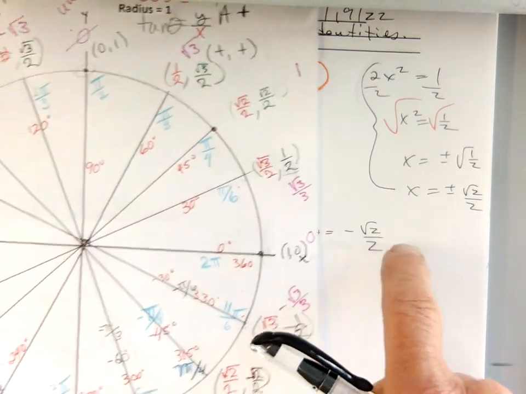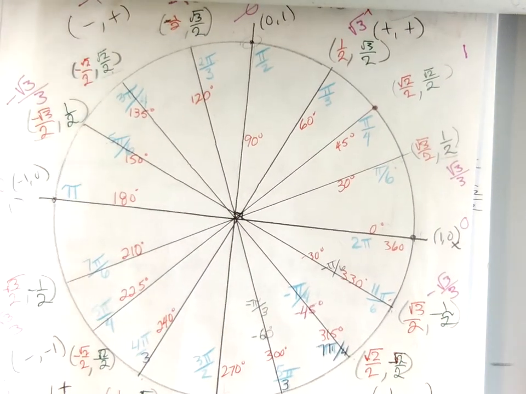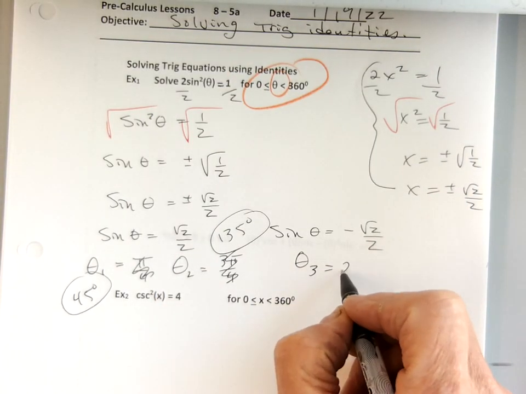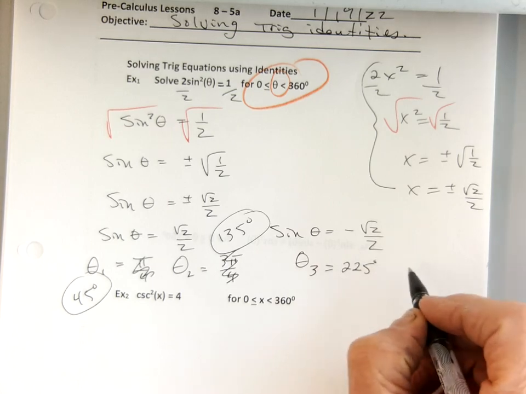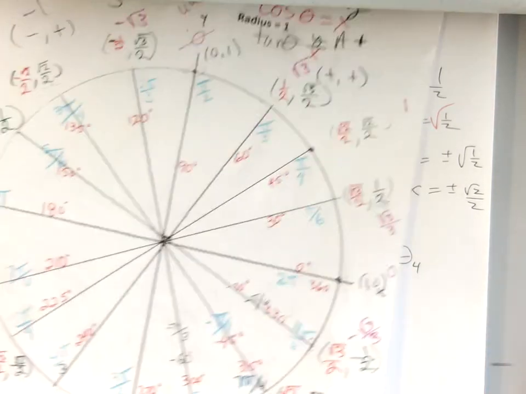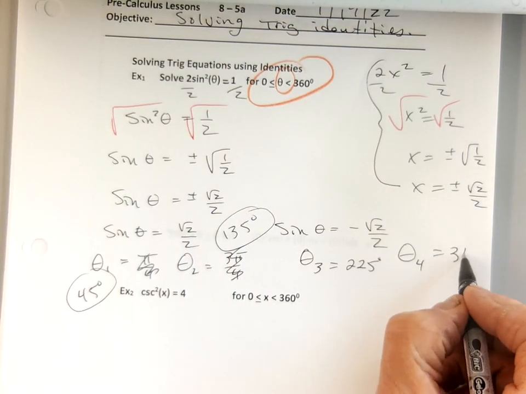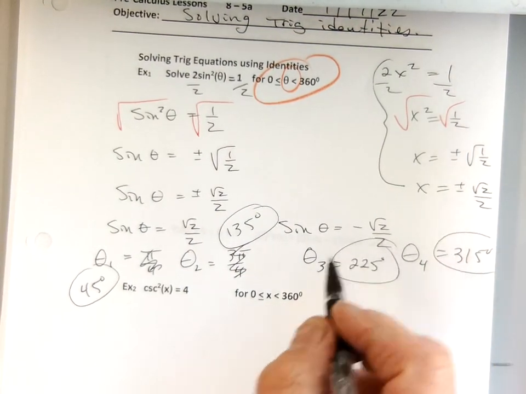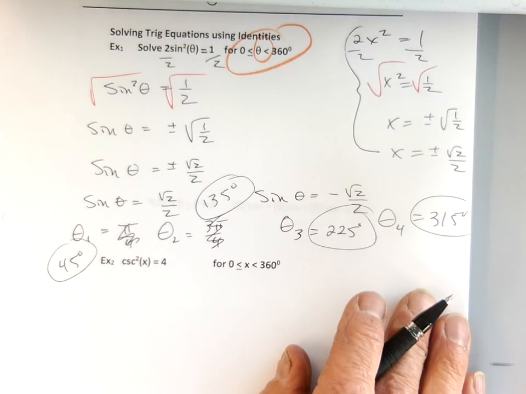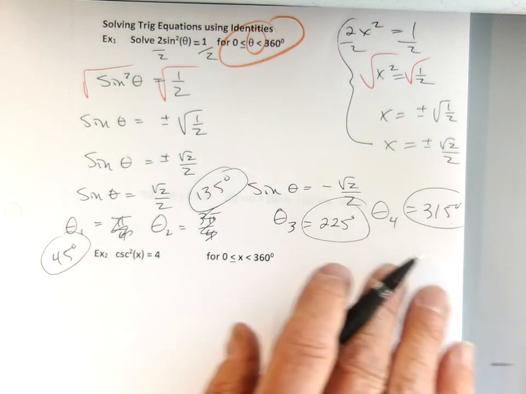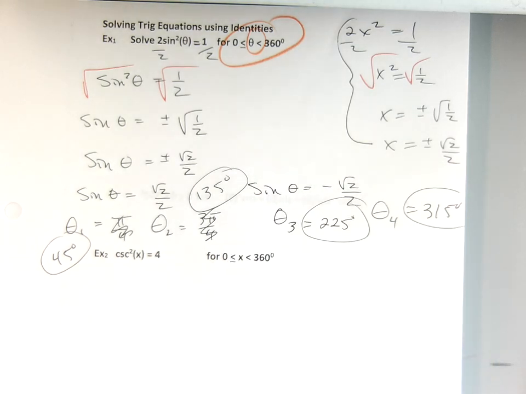And negative square root of 2 over 2 is going to be at 225 degrees, so theta 3. And theta 4, negative square root of 2 over 2, which is at 315 degrees. So I have 4 answers, didn't I? That wasn't that hard, though, was it? Really wasn't.